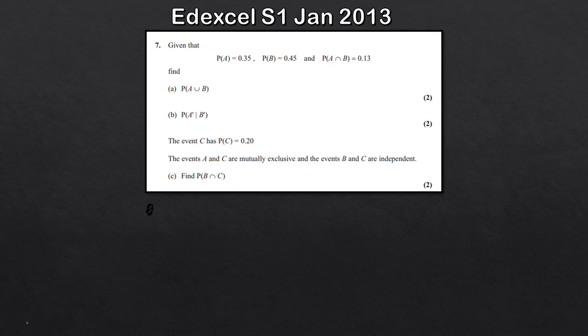So if I just change back to my original pen colour here. We're looking for the probability of A union B. So how would we do this? Well, in this case, we just go back to our formula book, and we know from our formula book the probability of A union B is equal to the probability of A plus the probability of B minus the probability of A intersection B. And we've already been given all of this information, so this is rather straightforward.